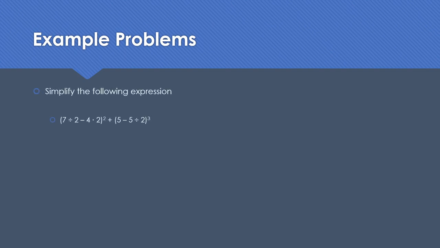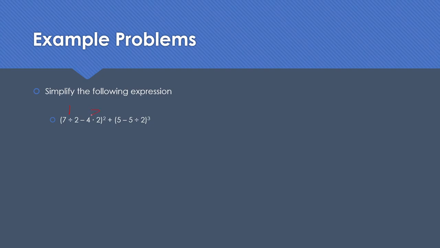Simplify the following expression: 7 divided by 2 minus 4 times 2 in parentheses squared, plus 5 minus 5 divided by 2 cubed. Following PEMDAS, we're going to say, okay, multiplication and division first. So within the parentheses, multiplication and division first, in that order. So this is the first thing we're going to do.